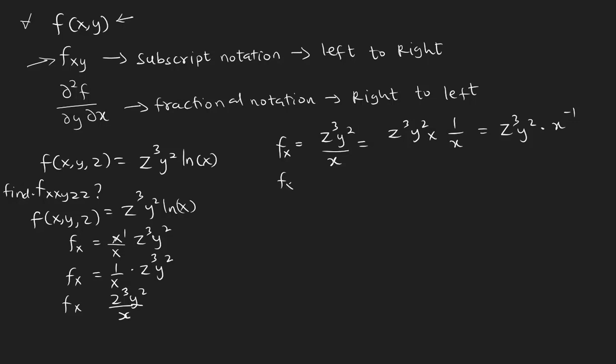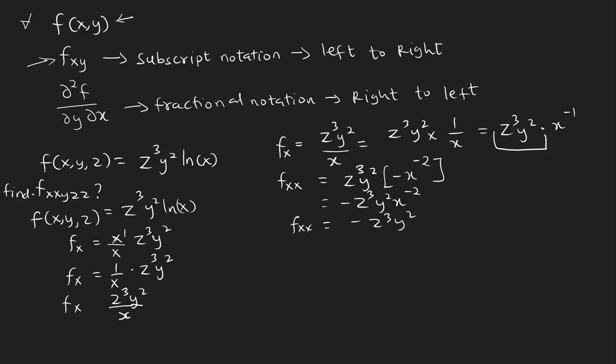You're going to have f x x. You're differentiating with respect to x, so you're going to keep z cube and y squared as constants. So you're going to have z cube multiplying y squared. Now let's find the derivative of x to the power minus 1. That gives us minus x to the power minus 2. Then you're going to have minus z cube y squared and x to the power minus 2. So I can write this as f x x to be equal to minus z cube y squared divided by x squared.